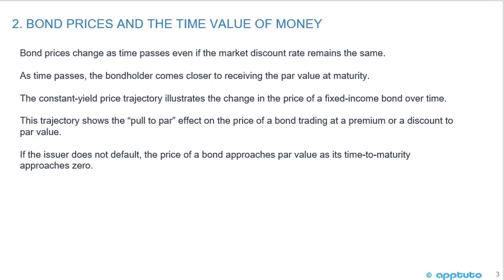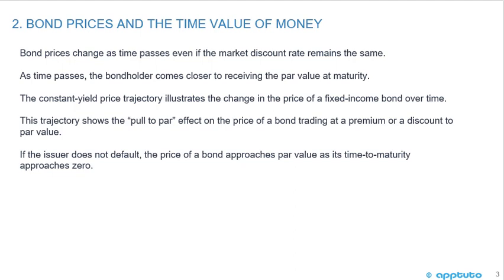Continuing with bond prices and the time value of money. Bond prices change as time passes, even if the market discount rate remains the same. As time passes, the bondholder comes closer to receiving the par value at maturity. The constant yield price trajectory illustrates the change in the price of a fixed income bond over time. This trajectory shows the pull to par effect on the price of a bond trading at a premium or at a discount to the par value.